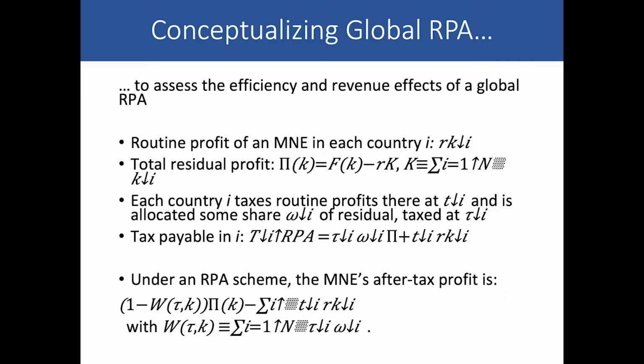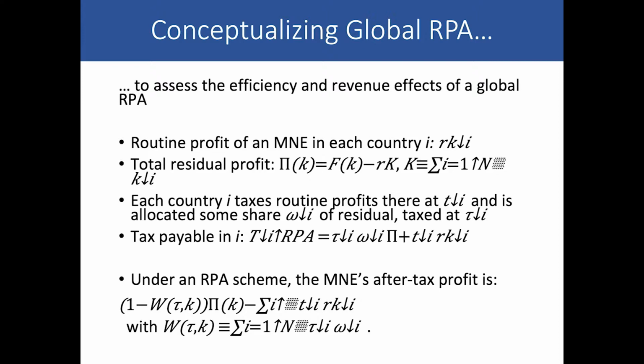Then it's just going to be the total profit before financing cost minus all the routine, so the worldwide routine of this multinational. So what about the taxation of routine versus residual? Each country can tax routine profit at a rate of T, and then they get allocated with some allocation key a portion of the total residual, which is taxed at either the same or a different tax rate, tau.